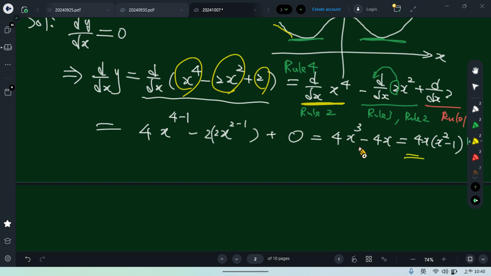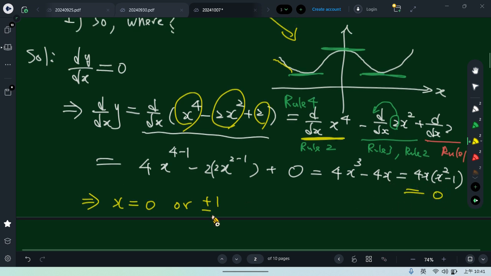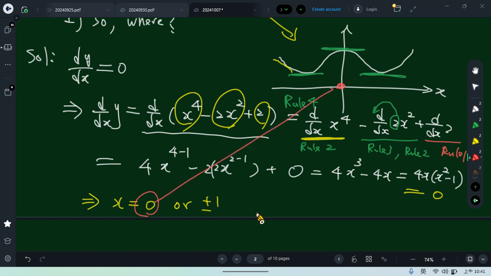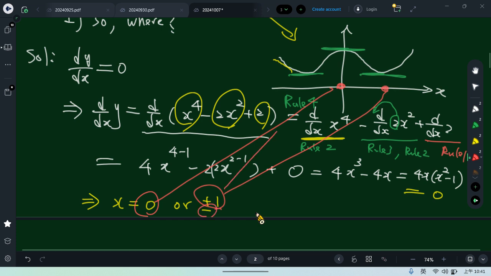And then we try to make it become 0, so that we get s either equal to 0, or positive 1, or negative 1. After you analyze it, you get these 3 numbers. So 0 will be here, positive 1 will be here, then negative 1 will be here. So in total, you can find 3 points where you can have a horizontal tangent, just like here.